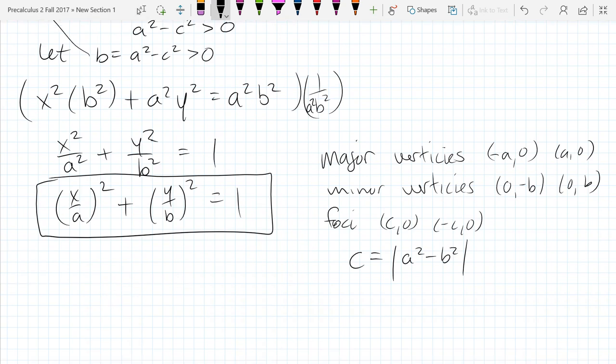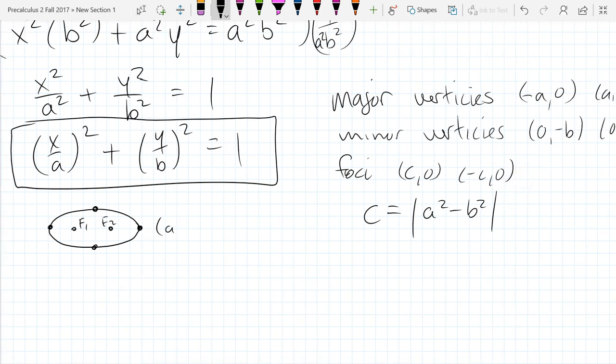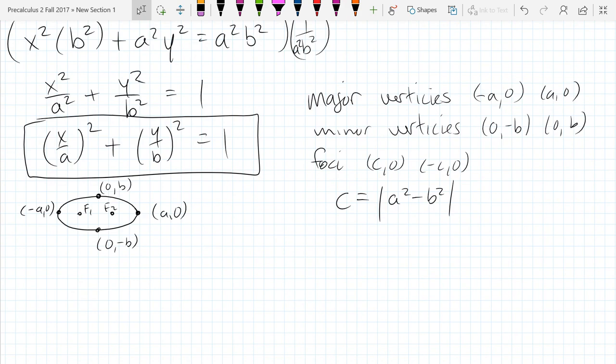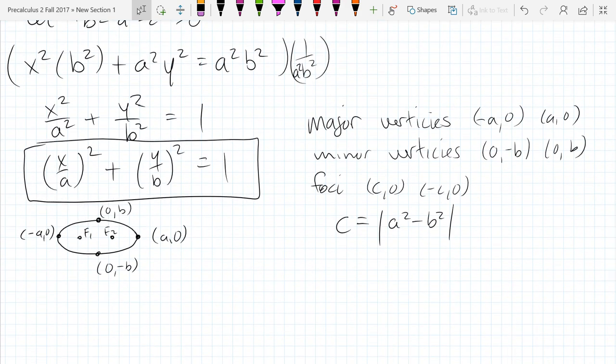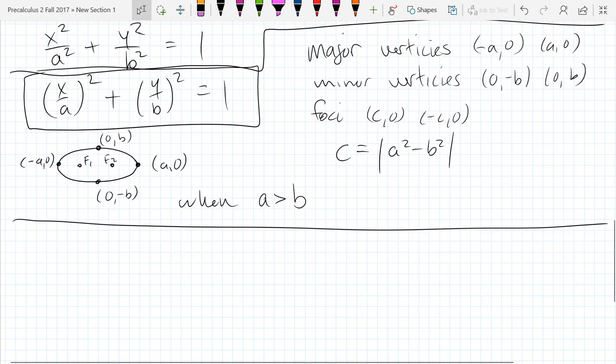So this is going to be an ellipse that's wider than it is tall. It'll be a wide ellipse like this. You have your foci, F1, F2, and major and minor vertices. So this major vertex is a, 0, the other one is negative a, 0. The minor vertices are the top and bottom, 0, b and 0, negative b. We get this situation when a is greater than b. So there's our first row.